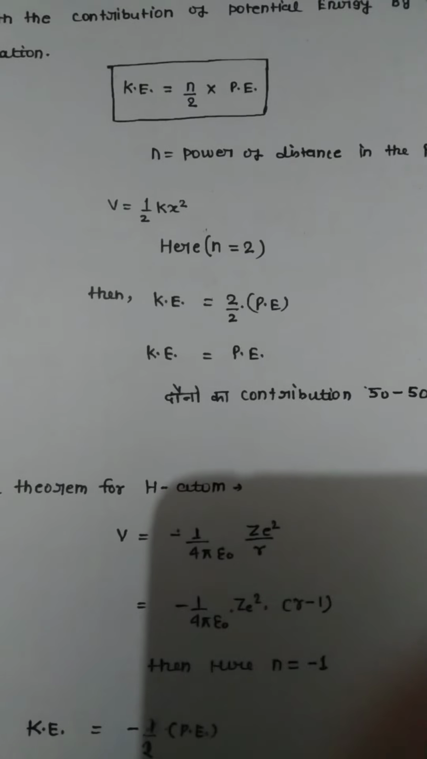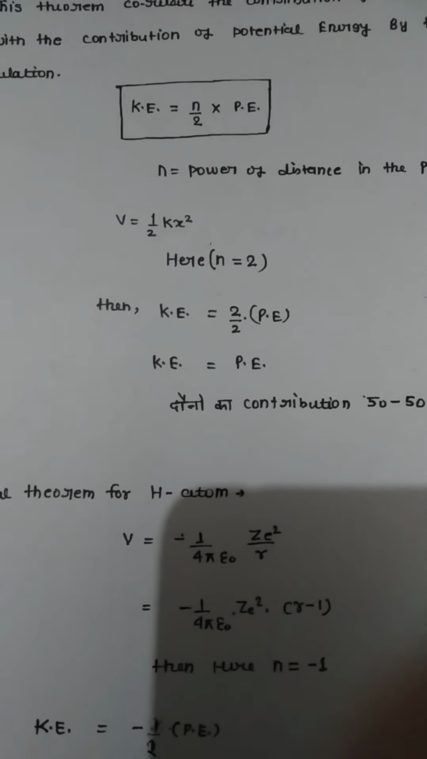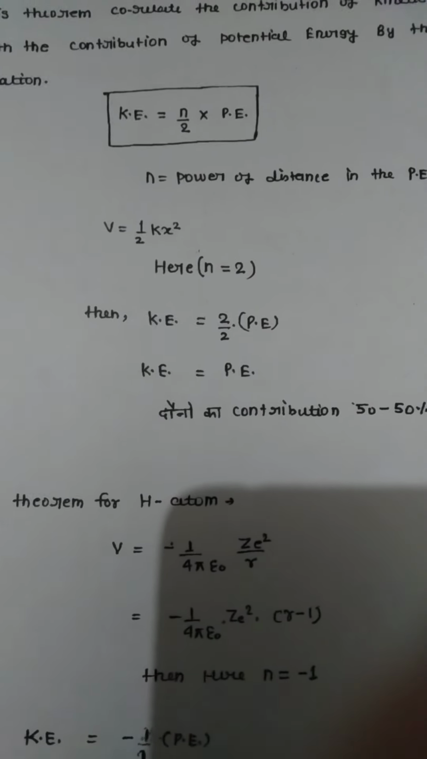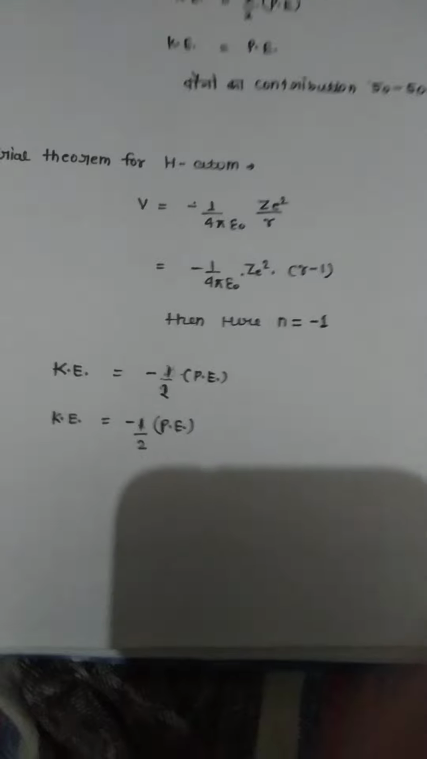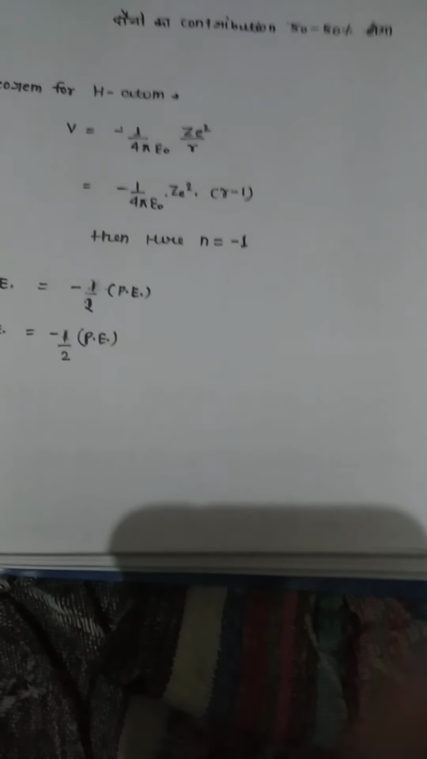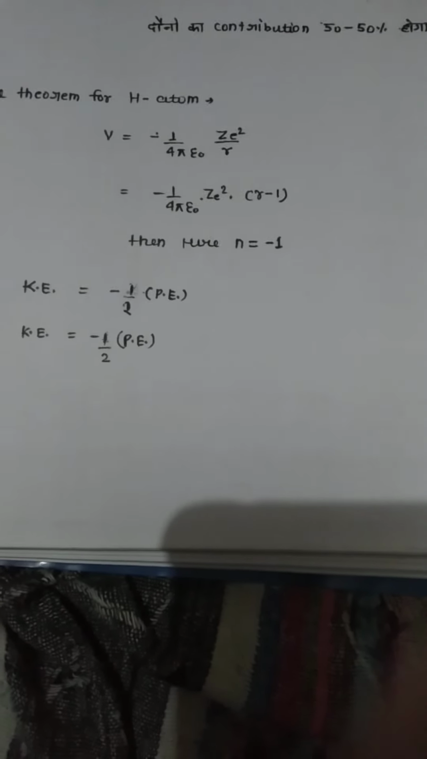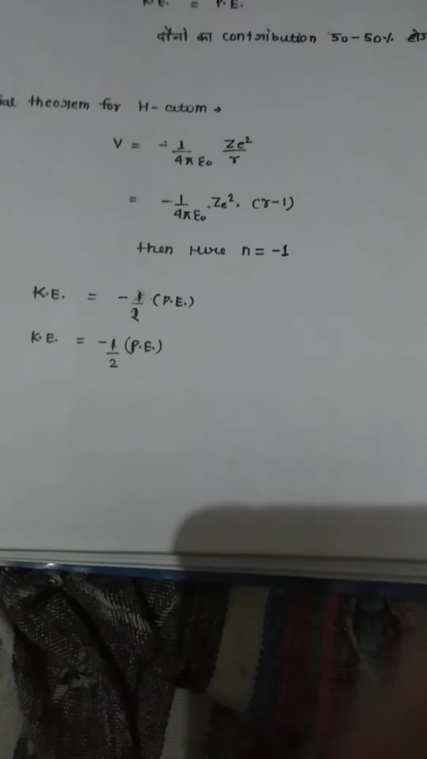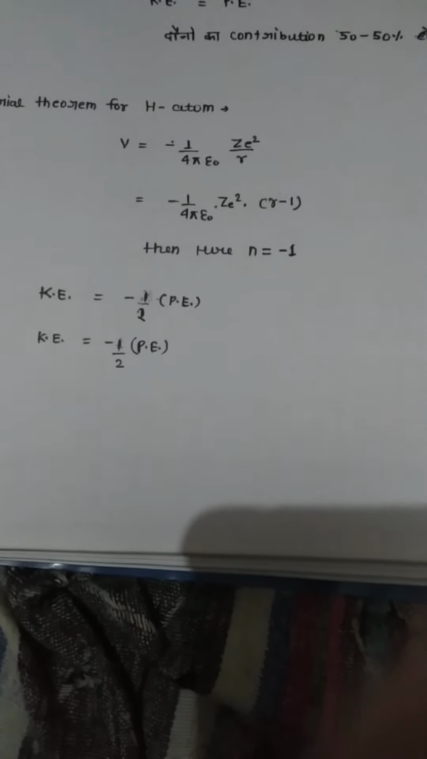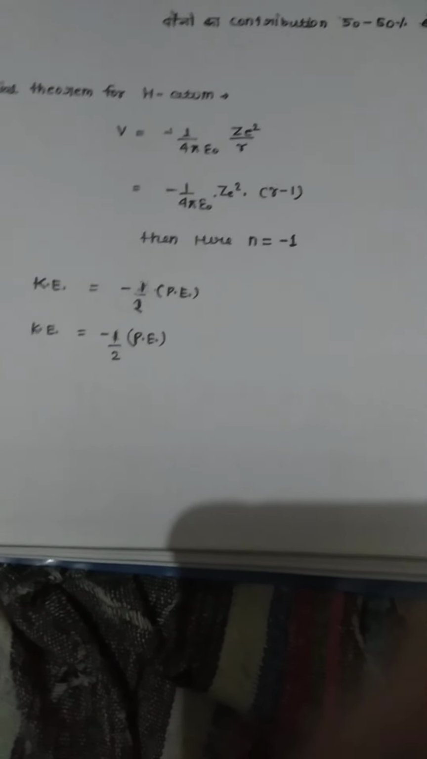2, where KE is equal to 2 by 2 potential energy, KE equals PE. After that, the virial theorem for the hydrogen atom: V is equal to minus 1 by 4 pi epsilon naught Z e square upon r.